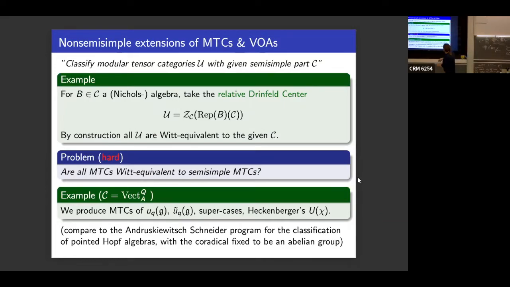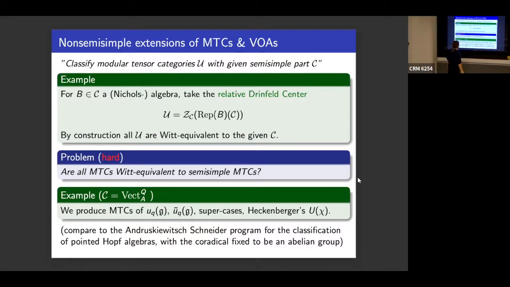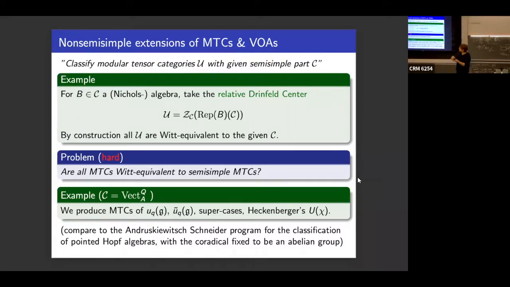So somehow you could rephrase that to, which is probably again a hard problem, are all modular tensor categories with this semi-simple part equivalent to some semi-simple modular tensor category? So what I want to do is somehow just explore the difference between these two notions. So I have a semi-simple tensor.